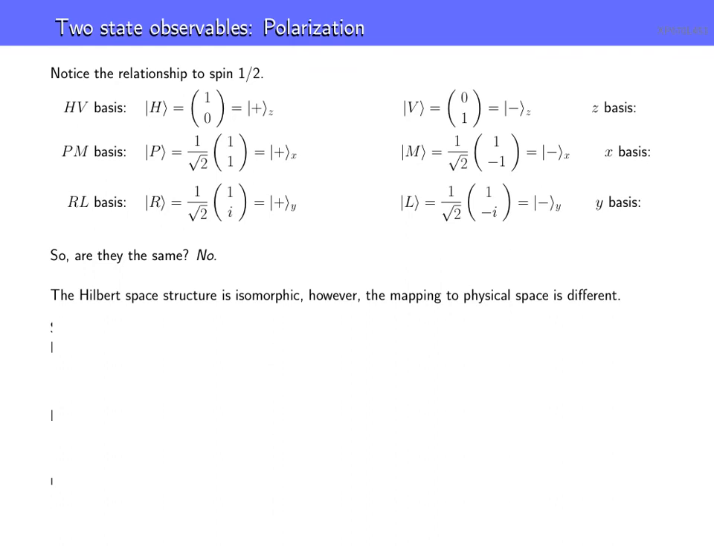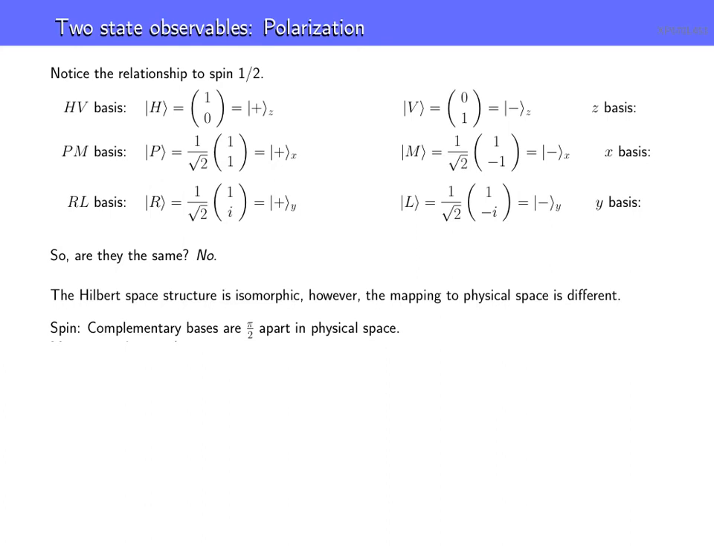So the Hilbert space structure is isomorphic, but the mapping to the physical space is different. So again, go back to spin, and remember the complementary bases, like Z and X, for example. Z and X in physical space are separated by pi over 2 radians. And so are X and Y, and so are Y and Z. They're all pi over 2. To get from one basis to the other, you rotate by pi over 2, 90 degrees.